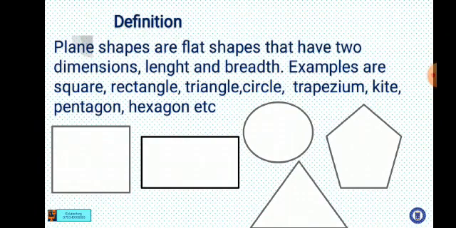Now, definition. Plane shapes are flat shapes that have 2 dimensions, length and breadth. Examples are square, rectangle, triangle, circle, trapezium, kite, pentagon, hexagon, octagon.